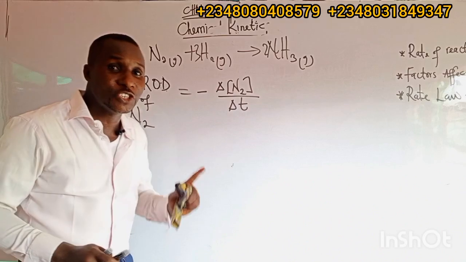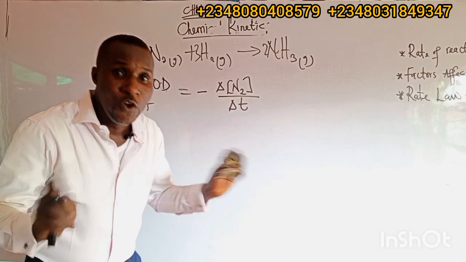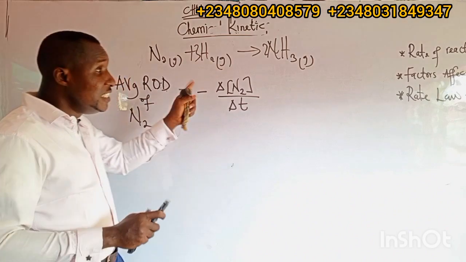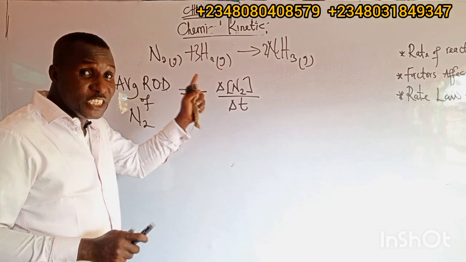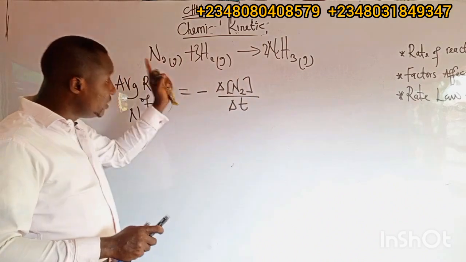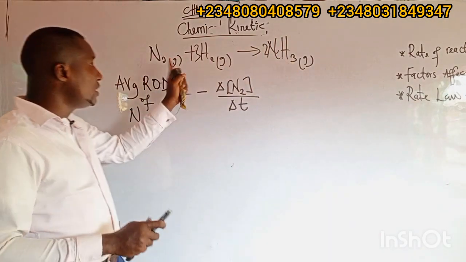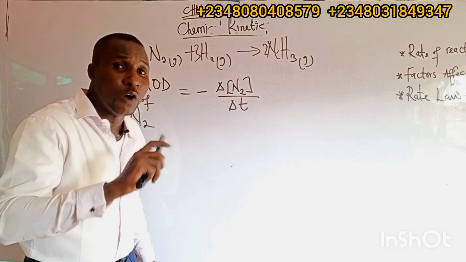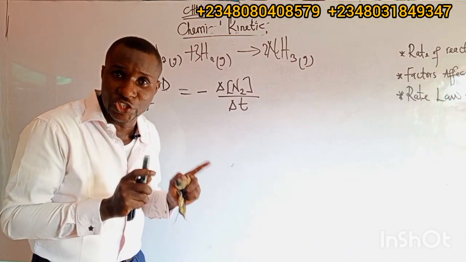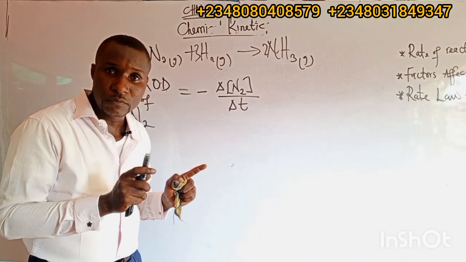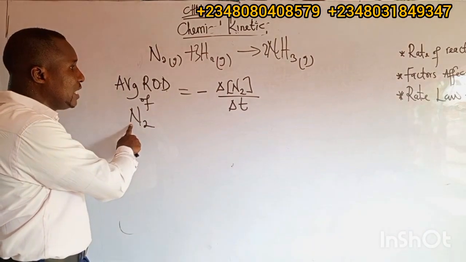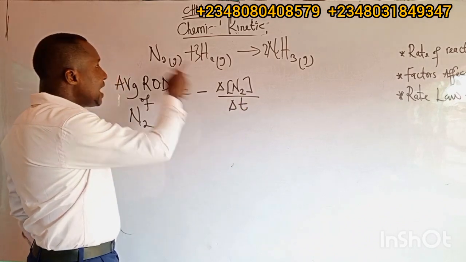Don't divide the concentration by the stoichiometric coefficient. The concentration of the species, either the product or the reactant, don't divide their concentration by their stoichiometric coefficient. Don't do that, please. The average rate of disappearance of nitrogen gas is this.